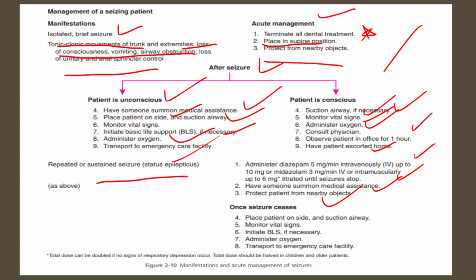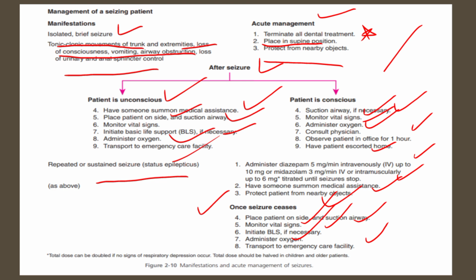What do you do when the seizures have ceased? Place the patient on one side, and of course suction the airway, monitor vital signs, basic life support, administration of oxygen, and hospitalization again. Basically, the total dose can be doubled if no signs of respiratory depression occur. Always remember, the total dose should be half in children and other patients.